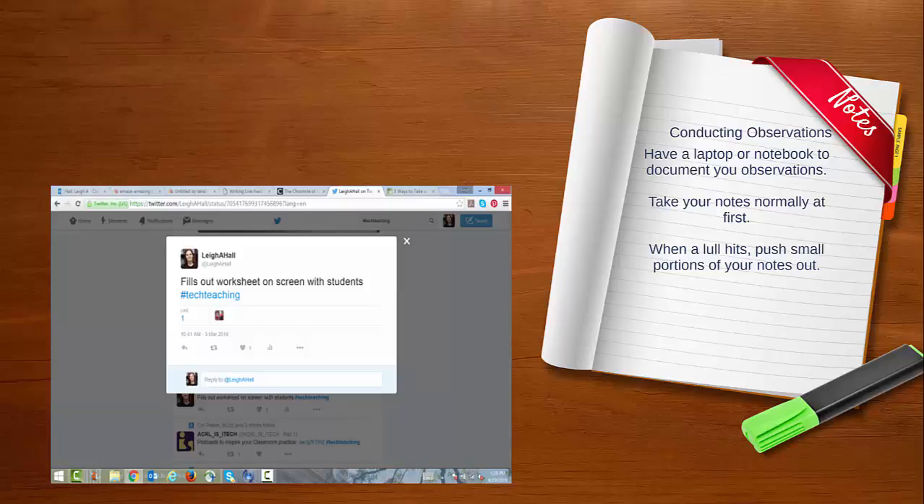I had all of that stuff with me. And I started off by taking my notes normally at first. And when I say normally, I mean on a piece of paper or on my laptop, right? I didn't start by just live field noting. And then, when there was sort of a lull and there wasn't a lot going on, I looked for some interesting things in my field notes and I pushed them out chronologically. I pushed them out. And that's how I got started.